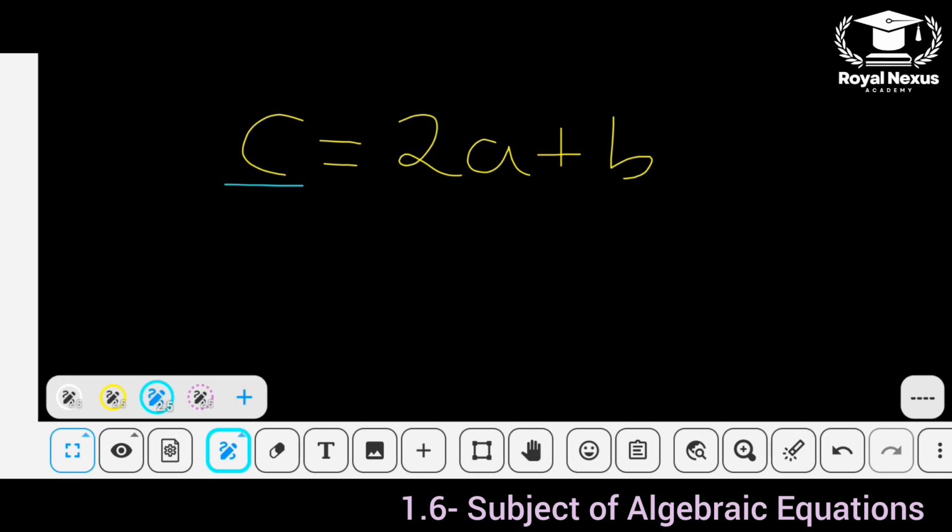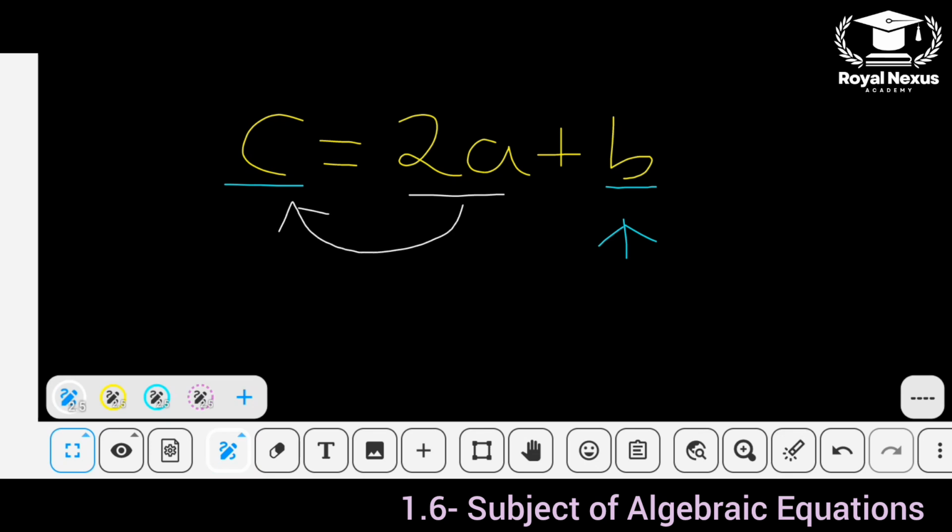Now, if I ask you to make B the subject of this equation, what you need to do is just isolate this variable B. You need to isolate it. And how will you isolate it? You will isolate it just by taking this 2A to the other side of this equation, right?